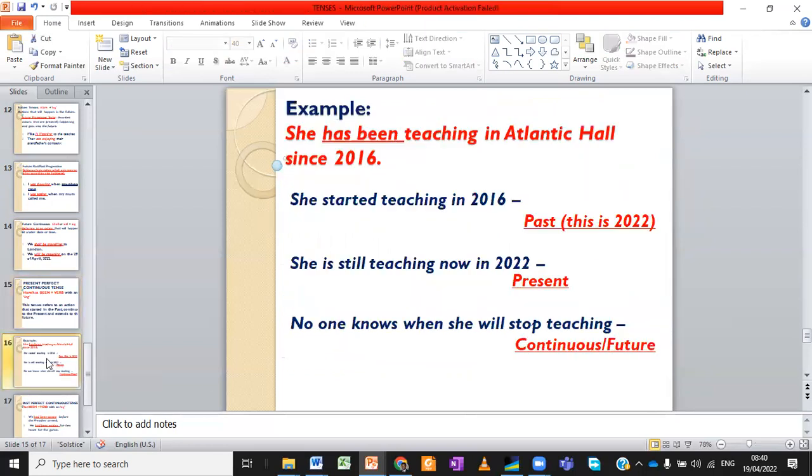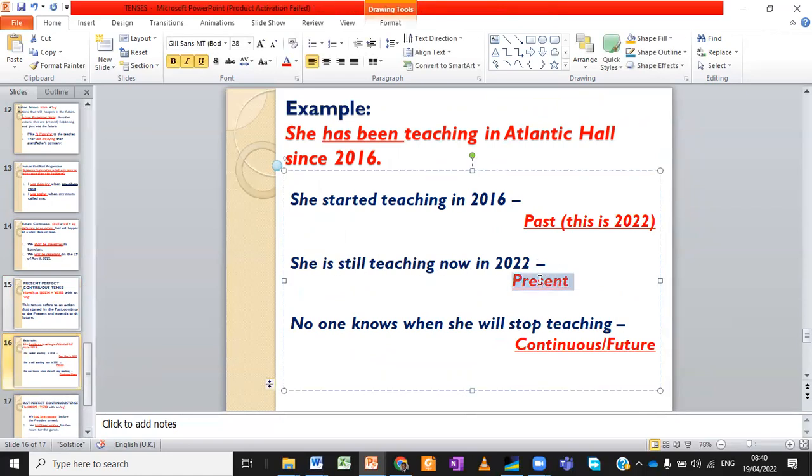The examples will explain it better. She has been teaching in Atlantic Hall since 2016. She started teaching in Atlantic Hall. This is the past. Do you agree? Because this is 2022. She is still teaching now in Atlantic Hall in 2022, which is the present. No one knows when she will stop teaching, which is continuous.